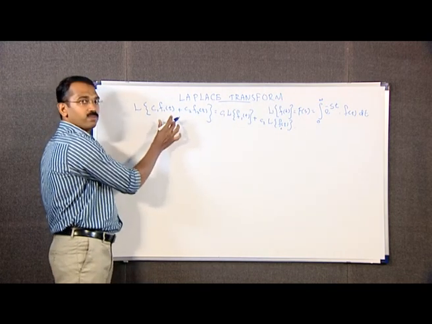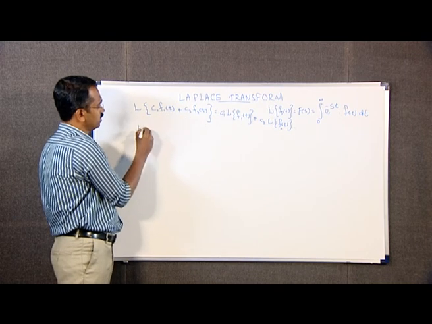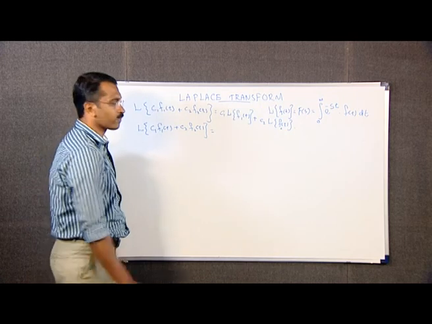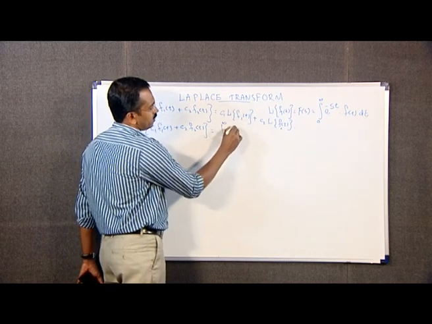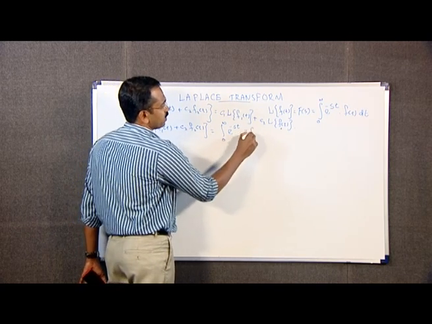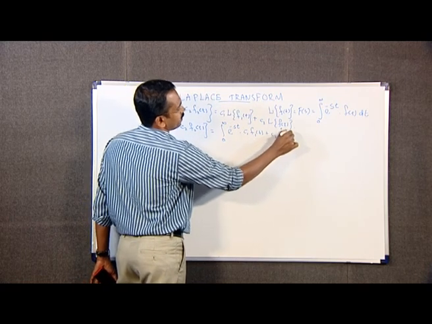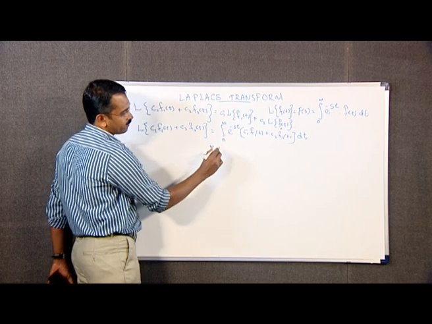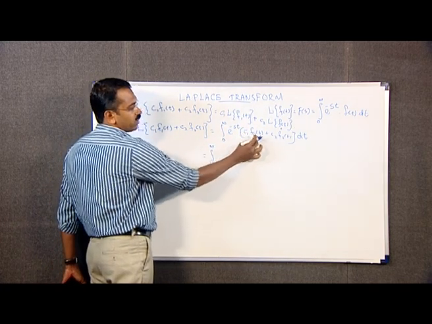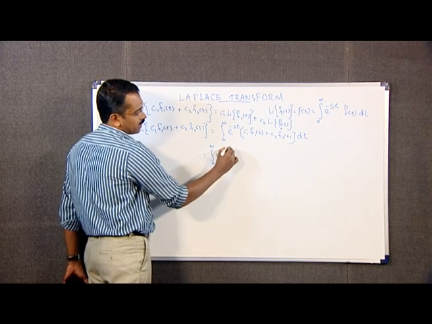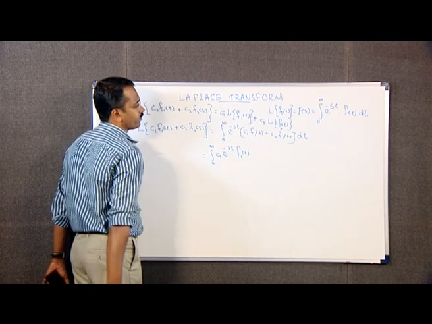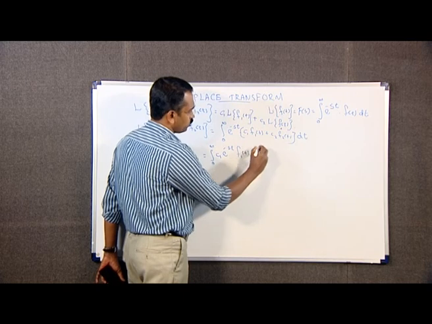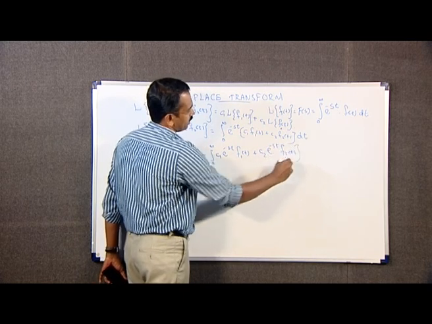By the definition of Laplace transform, the left hand side, that is L of c1 into f1 of t plus c2 into f2 of t, is equal to integral from 0 to infinity e raised to minus st into this function, that is c1 into f1 of t plus c2 into f2 of t dt, which is equal to integral from 0 to infinity e raised to minus st into c1 f1 of t, that is c1 into e raised to minus st into f1 of t, plus e raised to minus st into c2 into f2 of t, that is c2 into e raised to minus st f2 of t dt.